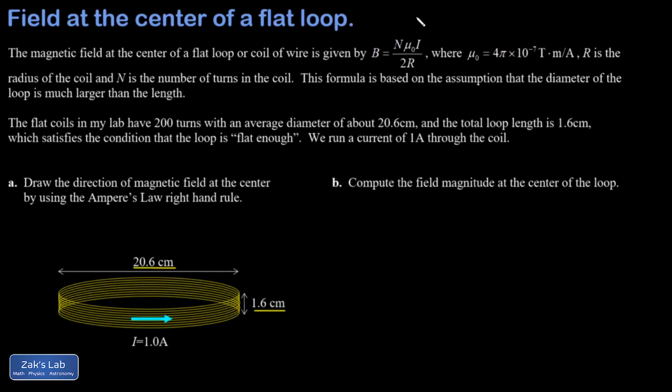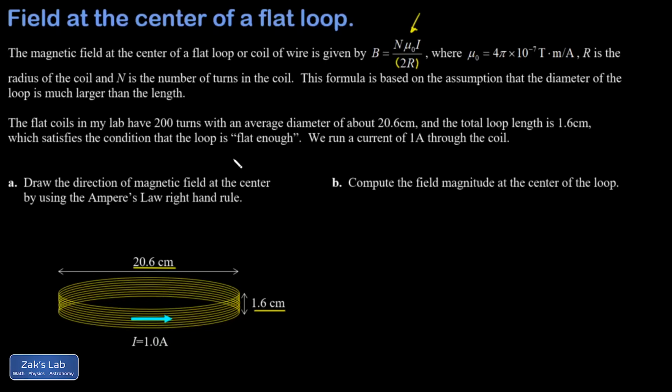In this case, the magnetic field at the center is given by this formula, N times mu naught I over 2R, where the capital N is the number of turns in the loop, mu naught is the permeability of free space, and R is the radius of the loop. So that 2R down there could simply be replaced with a D for the diameter, which is what I'm going to do in the video.